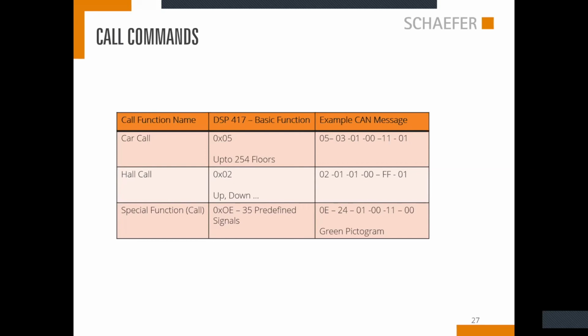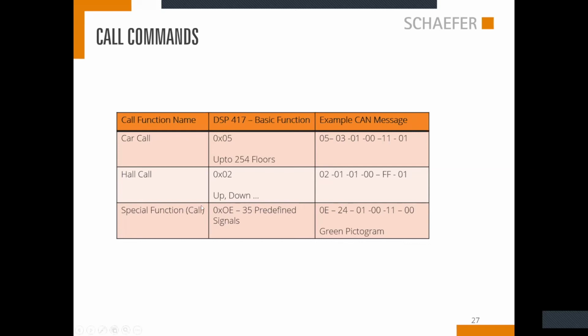I think there are 4 subfunctions defined, or 5. So here the subfunction is 01, which means it's the up button, and since the status byte is 01, that means it sends to the lift controller that this up button has been pressed.